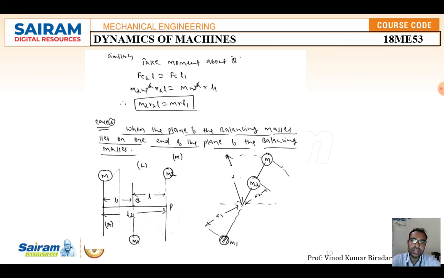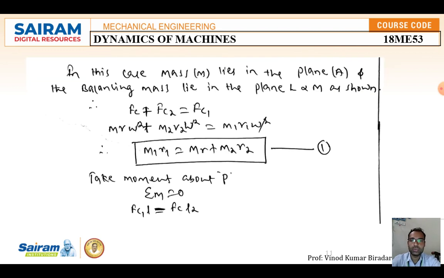Okay, so this is about the first case. Now the second case is when the plane of the balancing masses lies on the one end of the plane of the disturbing mass, just the reverse of that. Even if you make it two unbalanced masses, left hand side and right hand side, to make it balance, you keep the center one as additional masses. That is shown here. Figure A shows the position, figure B shows the angular position diagram. In this case also, you follow the same procedure.